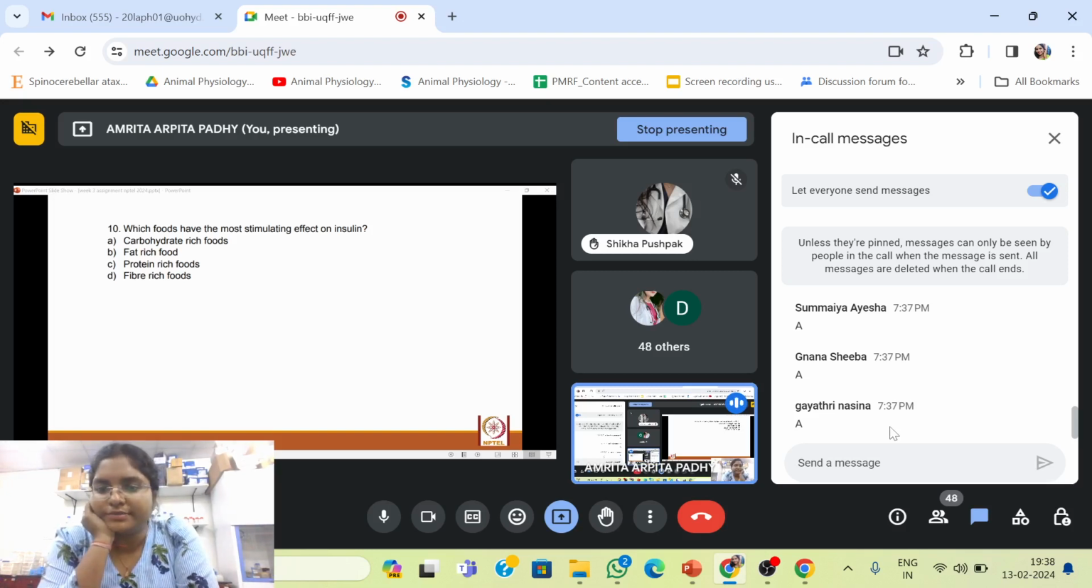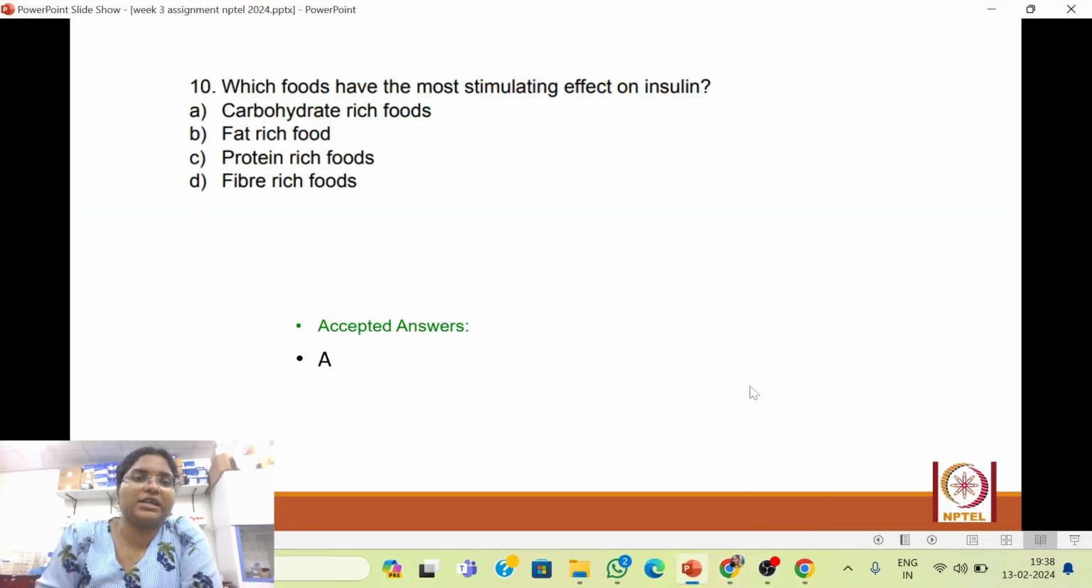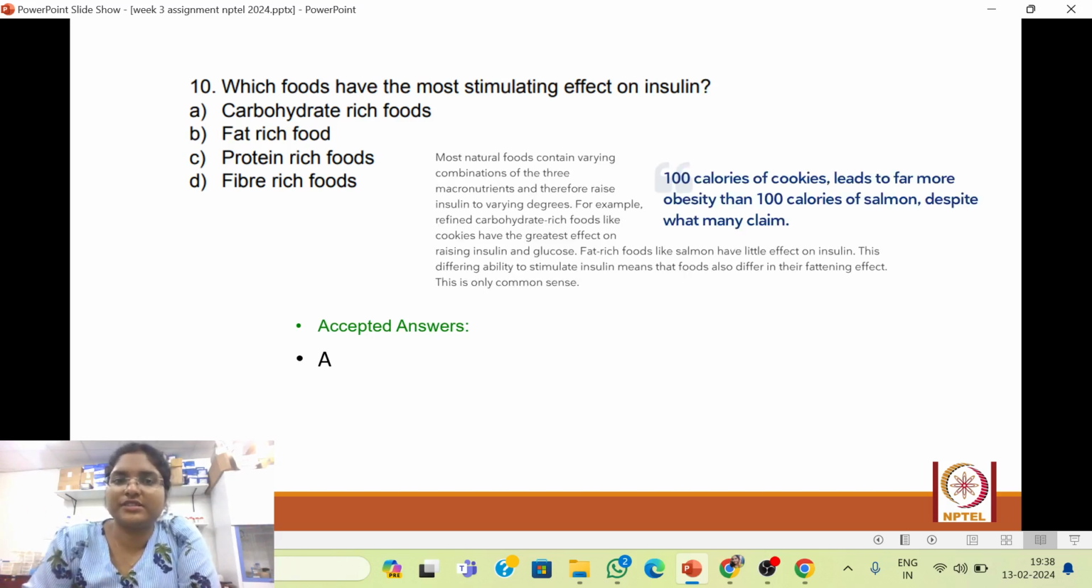Is everyone done? Okay. Let's see what is the correct answer to this question. The correct answer is A. Carbohydrate rich foods. As we already discussed, most natural foods have either carbohydrates, fats, or proteins. The carbohydrate rich foods are the ones which have the greatest effect on stimulating insulin in our body, as they are made up of mostly sugar.